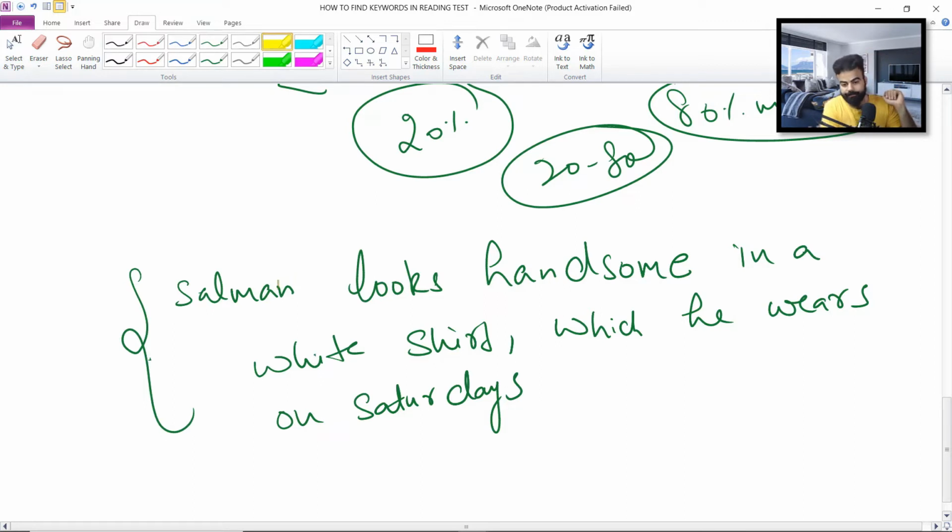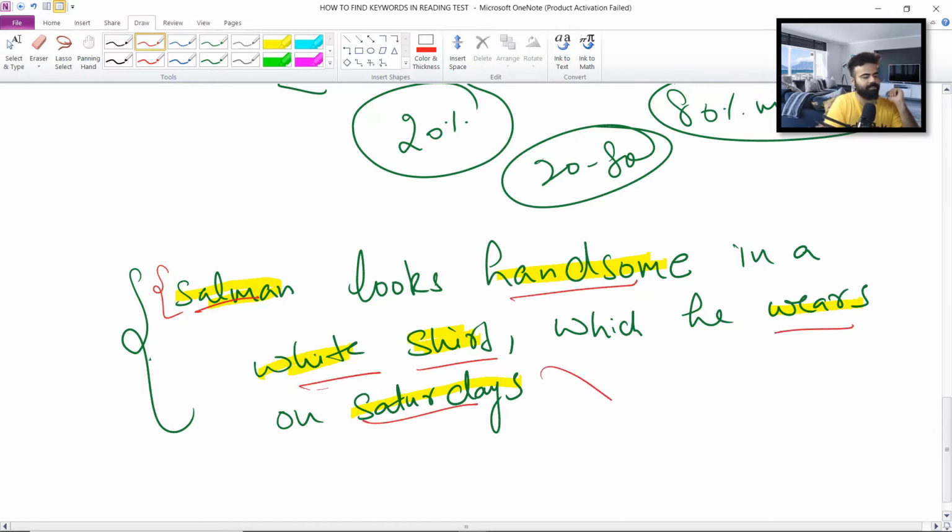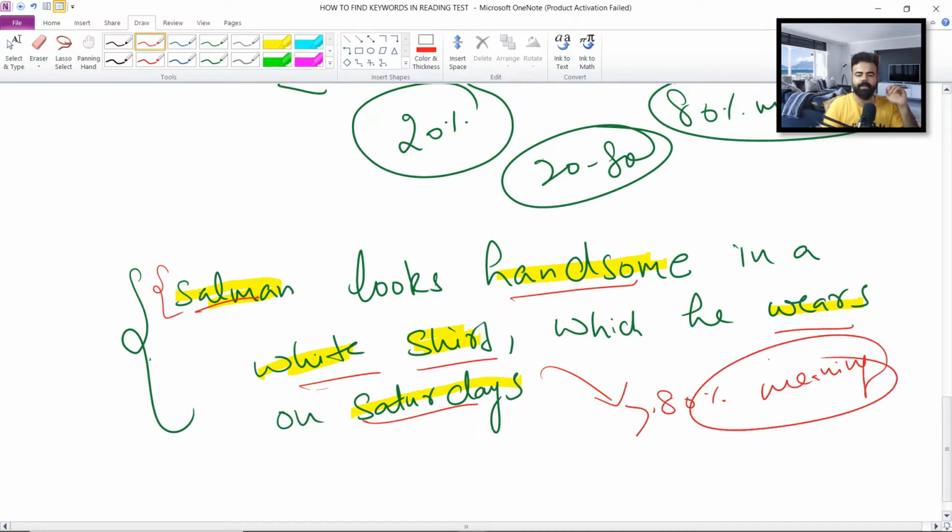Is Salman handsome, white shirt, wears Saturdays. Okay, and now I just ask you to read these words: Salman handsome, white shirt, wears Saturdays. Aren't you able to understand the meaning of the statement? You are, right? It's so simple. So you are able to understand more than 80% meaning of the statement.